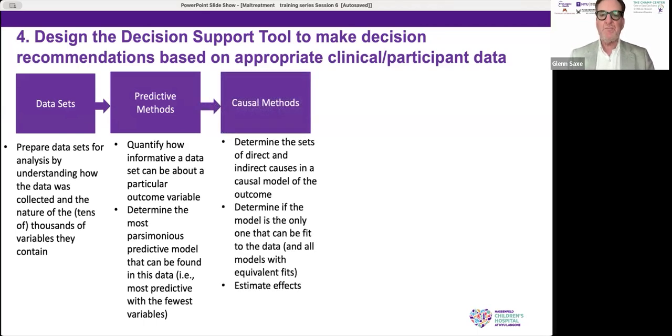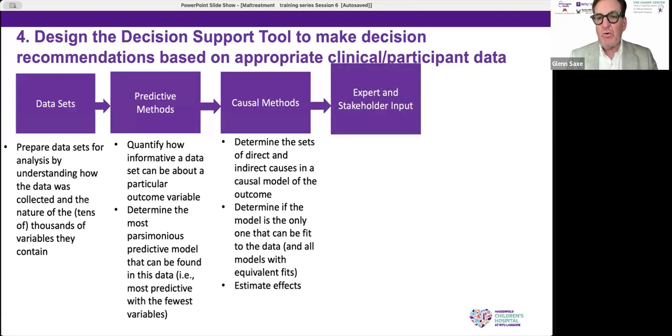Our causal methods, we're then looking, remember, prediction isn't causal. So we're excluding confounding to find the direct and indirect causes. We're finding, is there more than one model that's consistent with the data? Let's really look at this rigorously. And then most important, to estimate effects with as little bias as possible, preferably unbiased, because that gives you confidence that if you intervene, it's going to change something.